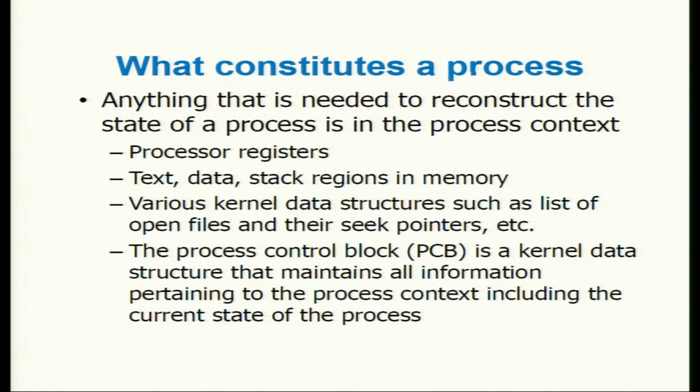So anything that is needed to reconstruct the state of the process is in the process context. That's a technical term used. So what are these things? The processor registers that we have discussed, okay, they are part of the process context. Text, data, stack regions in memory. Various kernel data structures such as list of open files and their seek pointers. The process control block is a kernel data structure that maintains all information pertaining to the process context, including the current state of the process. So this is what essentially is technically called the context of a process. Okay, all these things together.